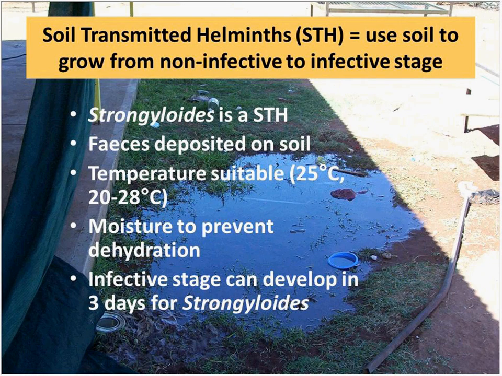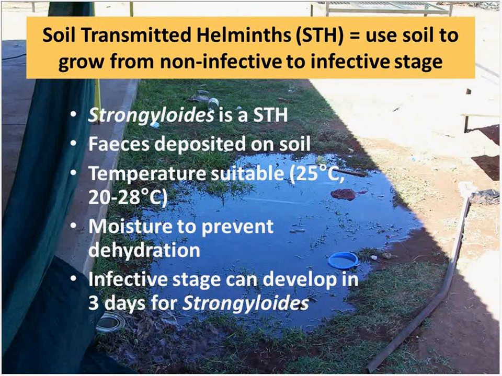But just to remind you about the strategy with soil-transmitted helminths, like hookworm and whipworm: soil-transmitted helminths are not infective when the stage is passed in the feces. They need a period of time on the soil to develop. Feces get deposited on the soil. They need the right temperature. 25 degrees centigrade is ideal, but between 20 and 28, they'll develop to infective stages. They need moisture to survive.